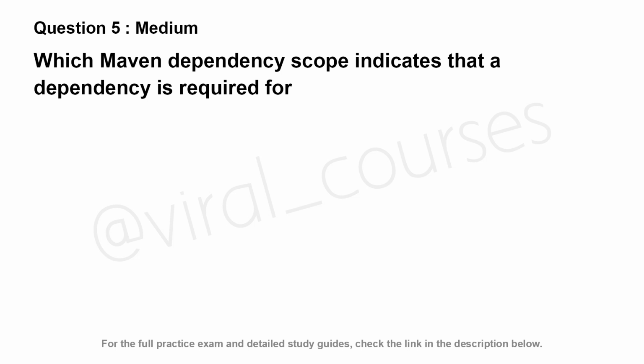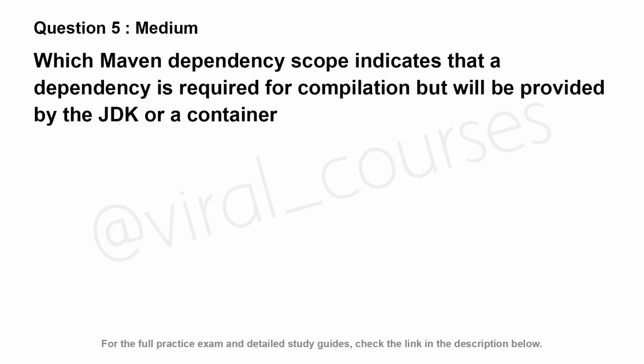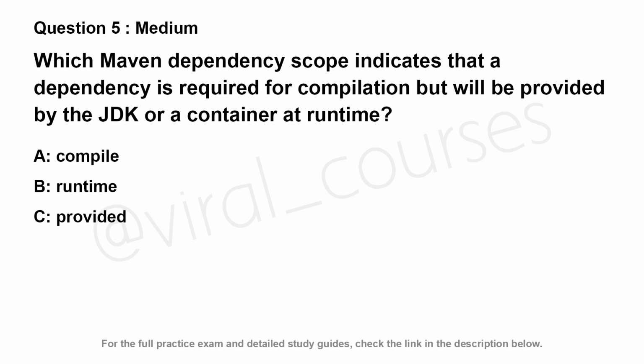Which Maven dependency scope indicates that a dependency is required for compilation but will be provided by the JDK or a container at runtime? Option A, compile. Option B, runtime. Option C, provided. Option D, test.